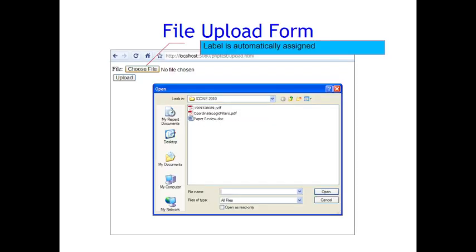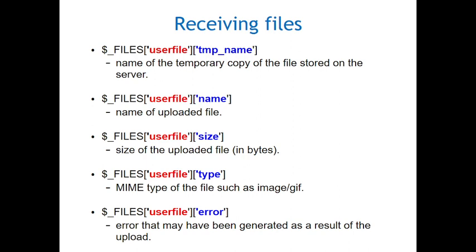So now this is the task. See, when you click this choose file, you will be asked to select which file you want to upload. So select any file, then you click the upload button. When you click the upload button, the file should be saved in the folder. So now to receive the files, these are the PHP variables available. $_FILES. The name of the temporary copy of the file is stored on the server.